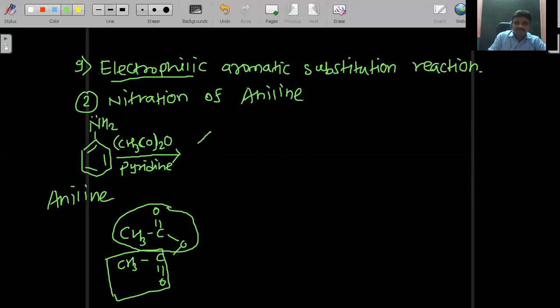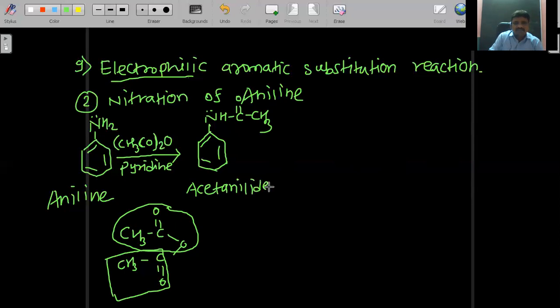So here, this is N. To this nitrogen one hydrogen is attached, so NH, and to this nitrogen COCH3 is attached. In this way this CO is an electron withdrawing group, and it withdraws electron density from nitrogen. So the name of this compound is acetanilide.